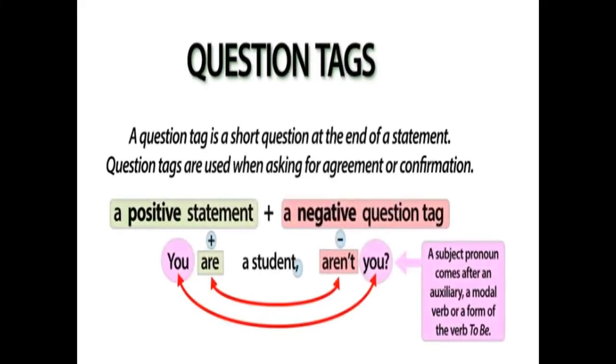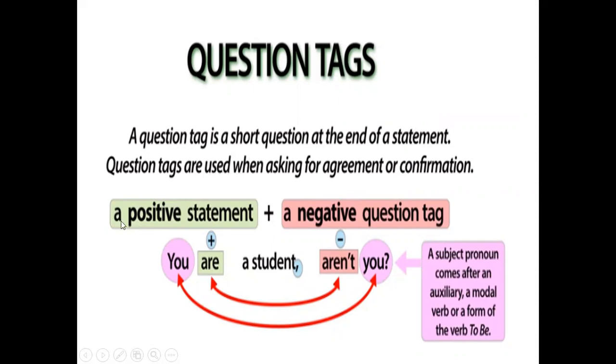Okay, let's remember what we had in the last lesson. We said about question tags that it's a short question at the end of the statement, and question tags are used when asking for agreement or confirmation. حكينا إنه المتحدث بتوقع إنه السامع يتفق معه وكأنه يقول أليس كذلك؟ Okay. As if he says yes, and the listener says yes, I agree with you.